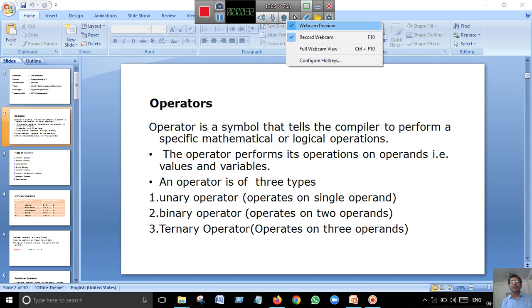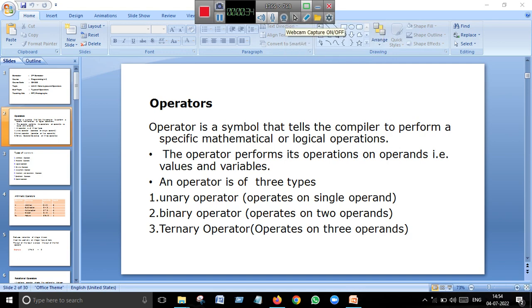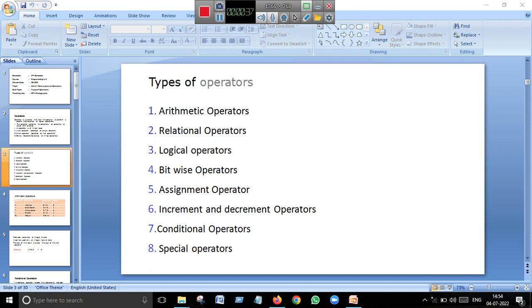The different types of operators: arithmetic operators, relational operators, logical operators, bitwise operators, assignment operators, increment and decrement operators, conditional operators, and special operators.